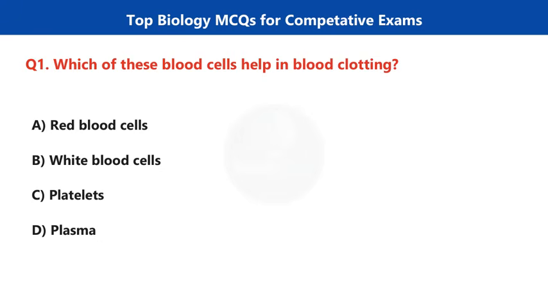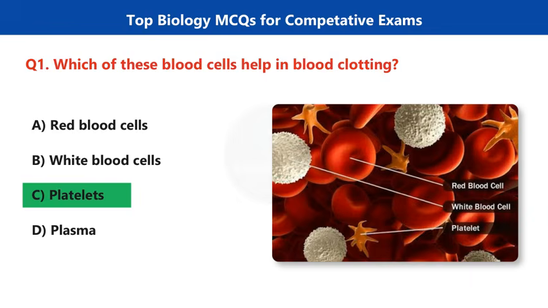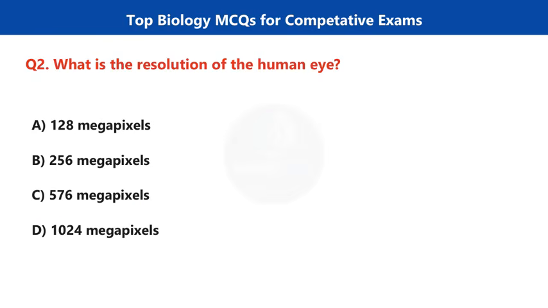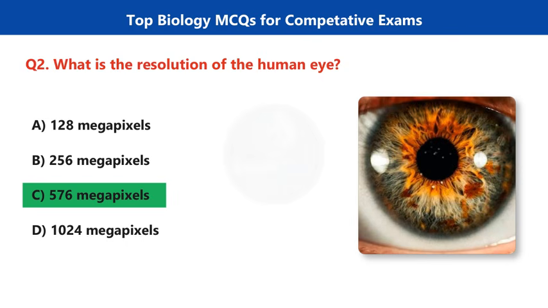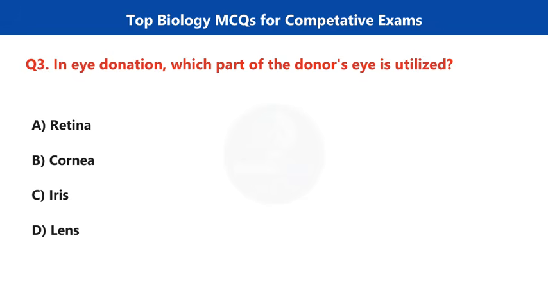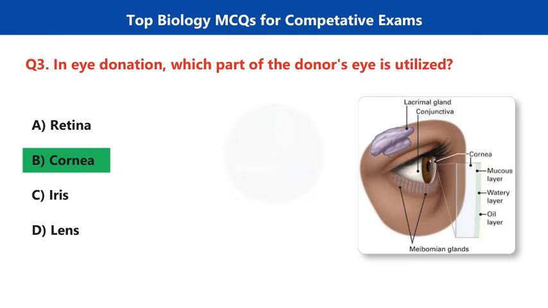Which of these blood cells help in blood clotting? Correct answer, platelets. What is the resolution of the human eye? Correct answer, 576 megapixels. In eye donation, which part of the donor's eye is utilized? Correct answer, cornea.